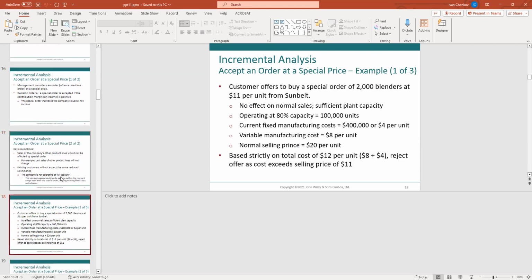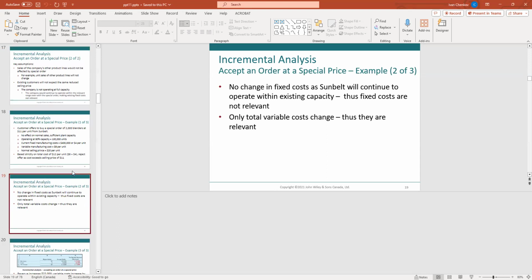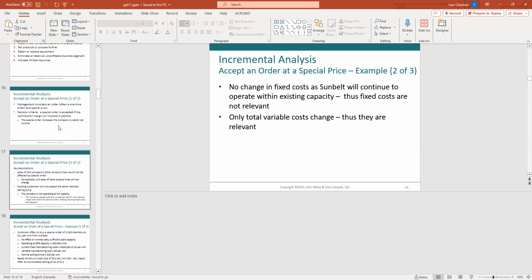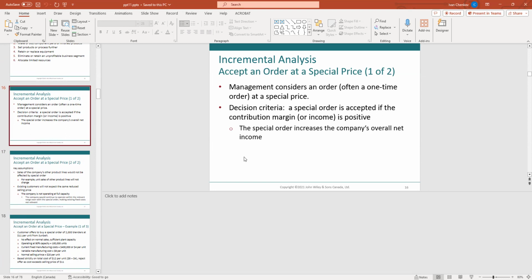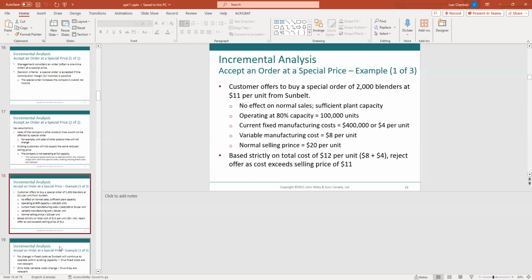The decision criteria here is we're going to take the special order only and only if the special order increases overall net income. Again, we're taking the special order only and only if that special order increases our net income. Now, for the purpose of this course, and only for the purpose of this course, not for the purpose of the practice, we will assume that the company operates within the relevant range when there's a special order. Means that the existing fixed cost is not relevant. For that reason, we're not going to consider the fixed cost when we make the decision for the special order. Fixed cost is going to be ignored.